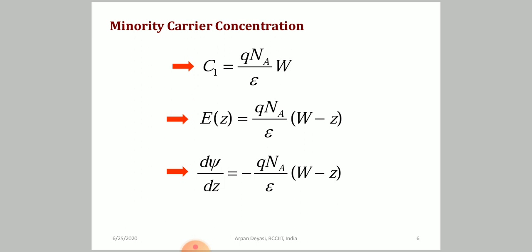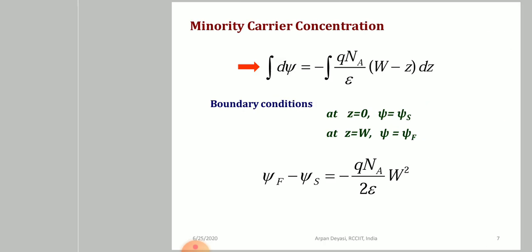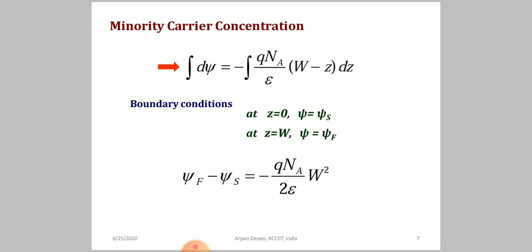So the electric field expression is very simple to all. It will be QNA by epsilon (W minus Z). So you will get the variation of field, simple for both depletion and inversion, no problem. And if I substitute E equals minus grad phi, in one dimension it will be d phi by dz. And if you integrate, naturally d phi equals minus QNA by epsilon (W minus Z) dz.